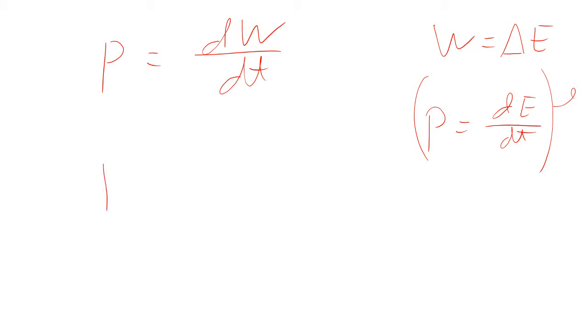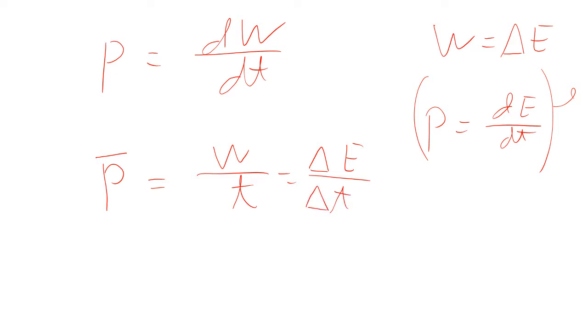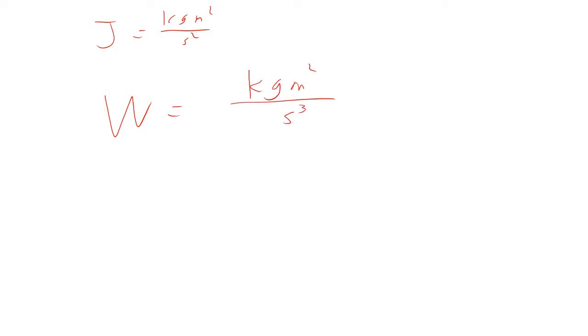So average power is going to be work over time, or literally just change in energy over a time interval. So that's the average power. Well, this kind of gives an idea of units. Work is in joules and time is in seconds, so a joule per second is a watt. Remember, a joule is a kilogram meter squared per second squared. So a watt is going to be a kilogram meter squared per second cubed.